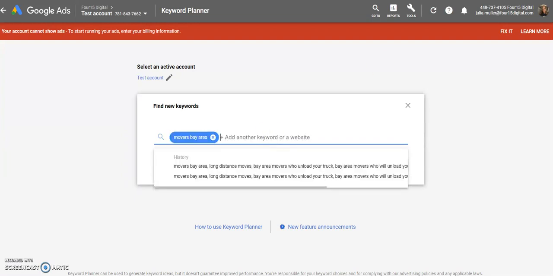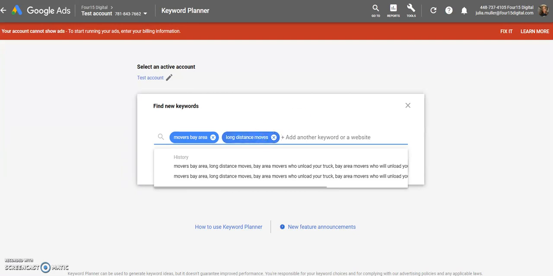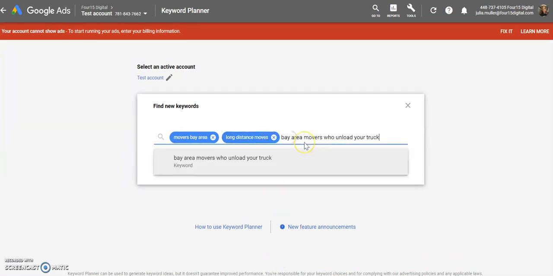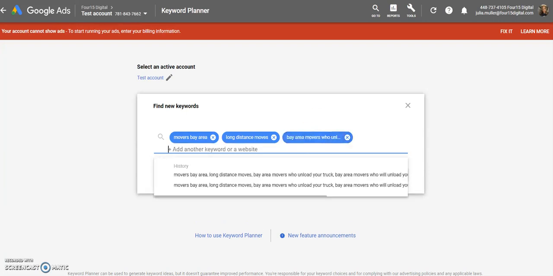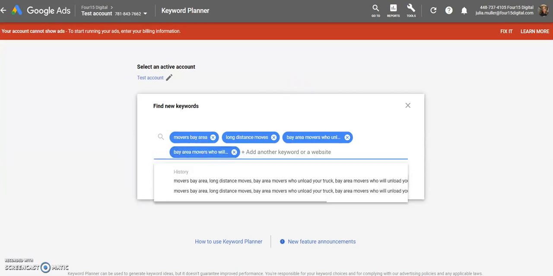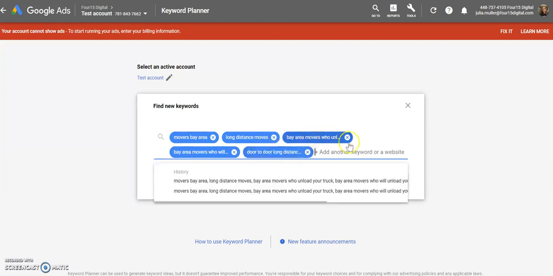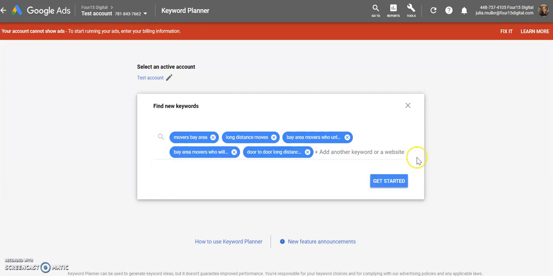These are just at the top of my head as I am in market for moving services, moving long distance. So here I'm adding seed keywords. I'm basically focusing the keyword planner on what my general theme of interest is. This is where the advertisers and business owners who are researching their keyword volume start.